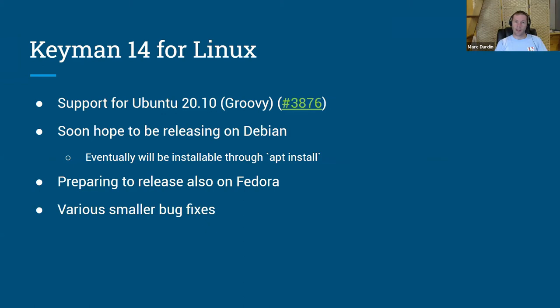Keyman for Linux. Eberhard joined us recently and has taken on the Keyman for Linux development. So he's only had a month or so in the 14.0 release cycle to actually do anything, but he's already got a bunch of things done, which is pretty exciting, including bringing in support for the latest version of Ubuntu, starting the process of integrating with Debian more closely so that you'll be able to install with apt install. If you're a Linux person, you'll know what that is. And if you're not, we won't worry too much.